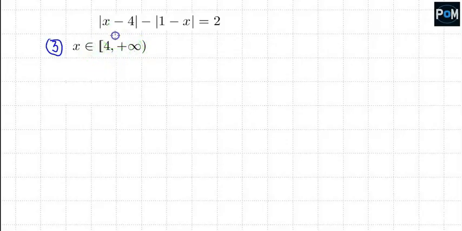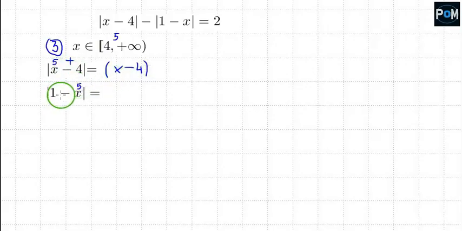Certainly, the number 5 is included in this interval. Instead of x for our very first value, we're going to use the number 5. We will then have 5 minus 4, which gives us 1, and because this is a positive 1, we can simply disregard this entire part, and absolutely nothing inside will change. Now here, if we substitute 5 for x, then we'll have 1 minus 5. This is a negative result, meaning the second absolute value must change signs. It'll be minus 1 and it'll be plus x.